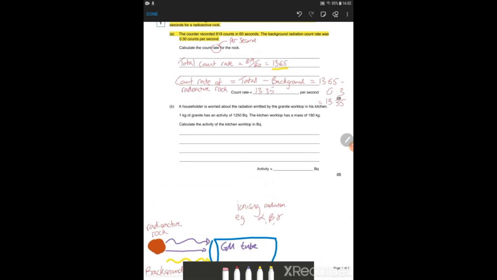Part B, we've got a household that is worried about the radiation emitted by the granite worktop in his kitchen. 1 kilogram of granite has an activity of 1,250 becquerels, and the kitchen worktop has a mass of 180 kilograms. Calculate the activity of the kitchen worktop in becquerels. Okay, and this is just a ratio question. We know that 1 gives 1,250. What's 180 going to give? Okay, so let me write this out.